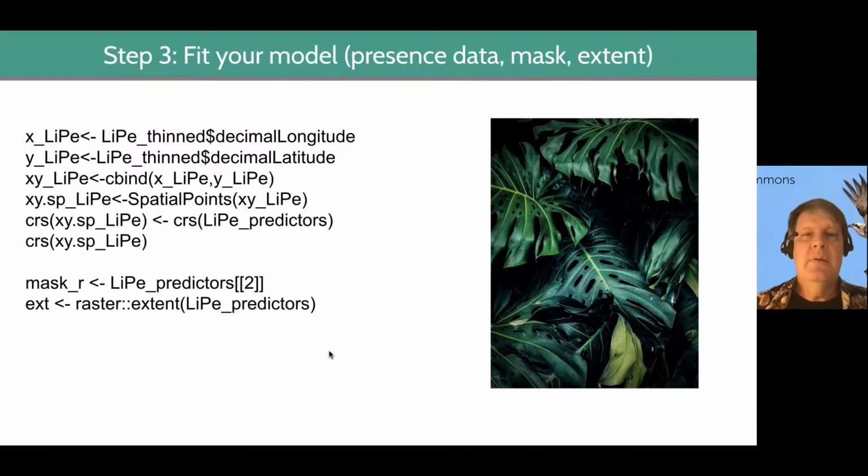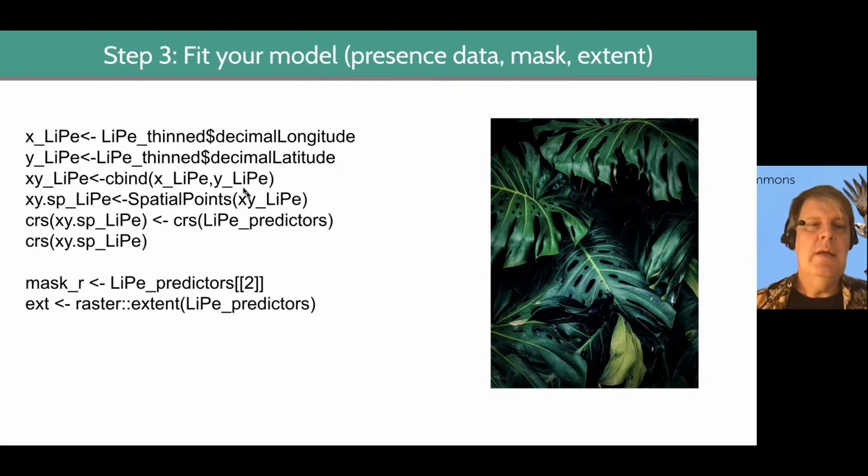So the next step in fitting our model is to identify, well, what presence data are we going to use? We also show an example of setting a mask and setting an extent. Those are used in some functions, not necessarily the ones we're showing here, but it just shows you an easy way to do it.